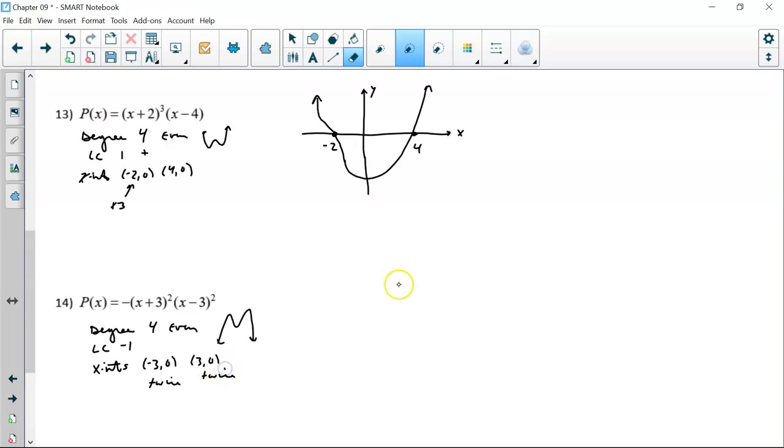They have an even multiplicity. Here's my negative 3, and here's my positive 3. So because of that even multiplicity, it bounces at the x-intercept. It doesn't go through. So it makes that. So to meet this shape, it's got to go up, bounce back down at negative 3, turn, go back up, and bounce back down at positive 3. So that's the basic shape of this polynomial with those intercepts showing. So that's a rough sketch of the graph.